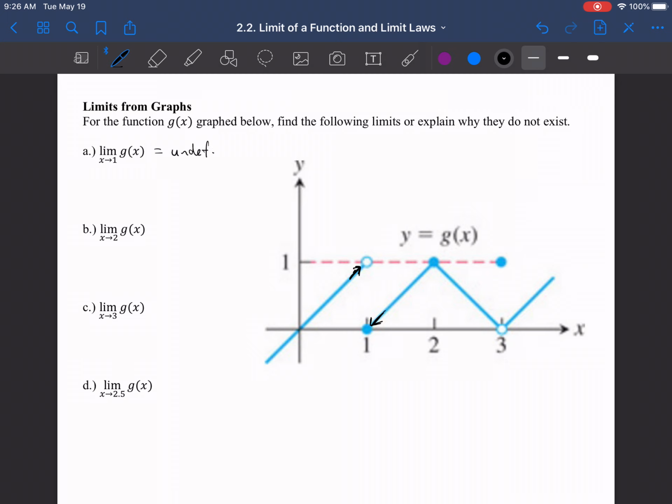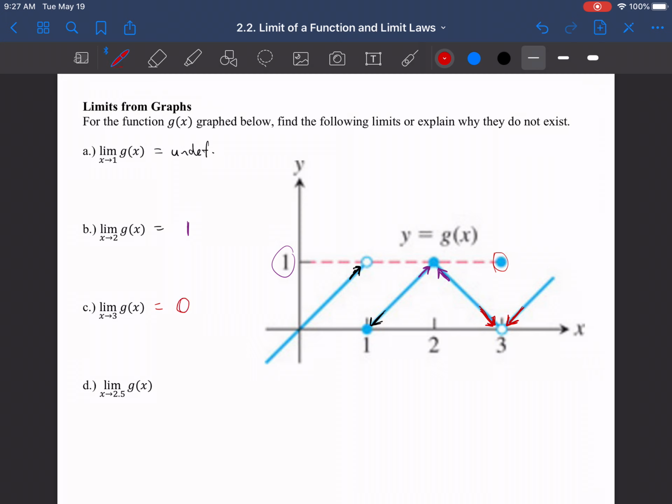All right, let's look at g of x as x goes to 2. Maybe I'll do it in a different color here. From the negative side, it's going to a value of 1. From the positive side, it's going to a value of 1. So on both sides it's going to a value of 1, therefore the answer is 1. Now g of x as x goes to 3. The value at 3 is 1, but as we approach 3 from the negative side, from the left, it's going to 0. And as we approach it from the right, from the positive side, it's also going to 0. So the limit here is going to be 0.